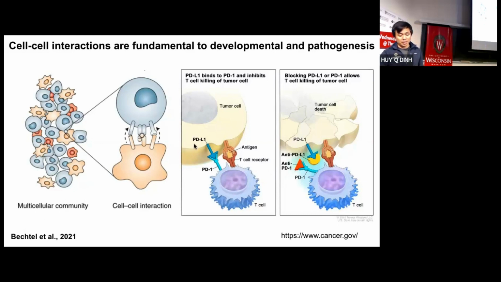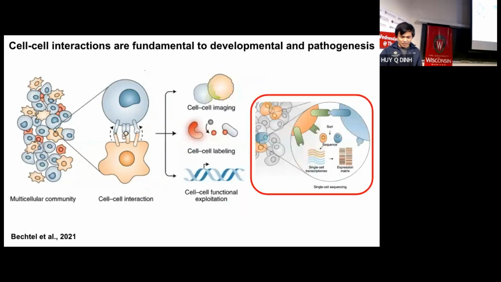immunotherapy, which is PD-1 and PD-L1. PD-L1 is expressed in the tumor, and PD-1 is on the T cell. Basically, PD-L1 binds to PD-1 and prevents the T cell from killing the tumor cell. The T cell should be killing the tumor cell, however, this binding prevents it. But if we block this binding, the T cells are able to attack the tumor cell again, and that is the basis of immune checkpoint therapy. There are different ways of studying cell-cell interaction, like using imaging, labeling the cells, or using functional assays.